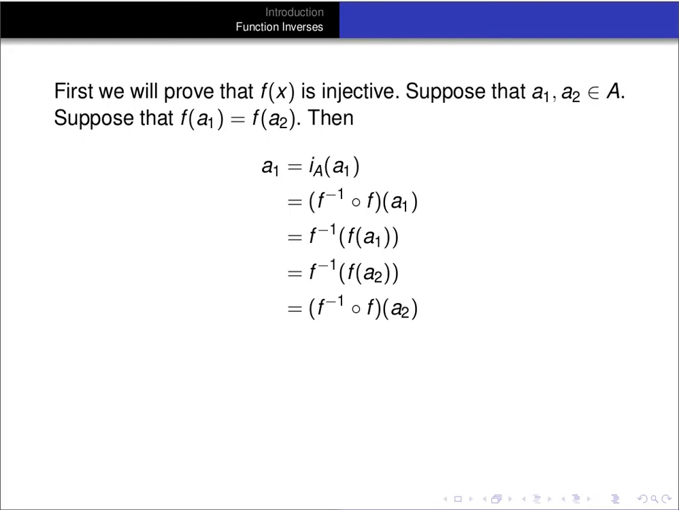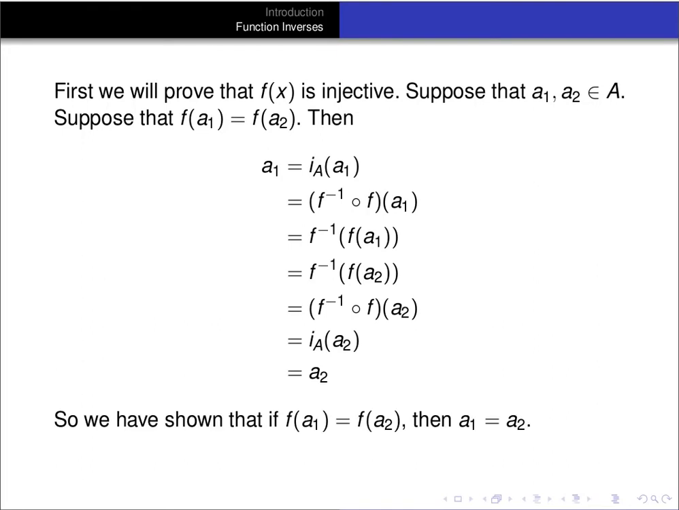But f inverse composed with f, of course, is the identity on A, so this is equal to the value of the identity on A at a2. And that value, of course, is a2. So we've shown that if f of a1 is equal to f of a2, then a1 has to equal a2. And that, of course, means that f is an injective function.